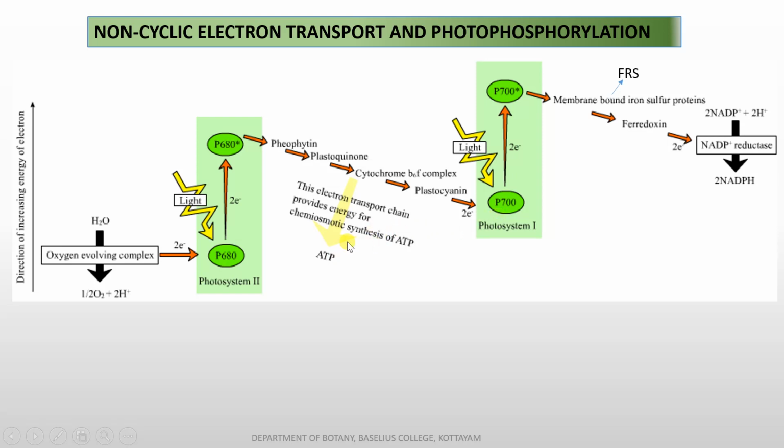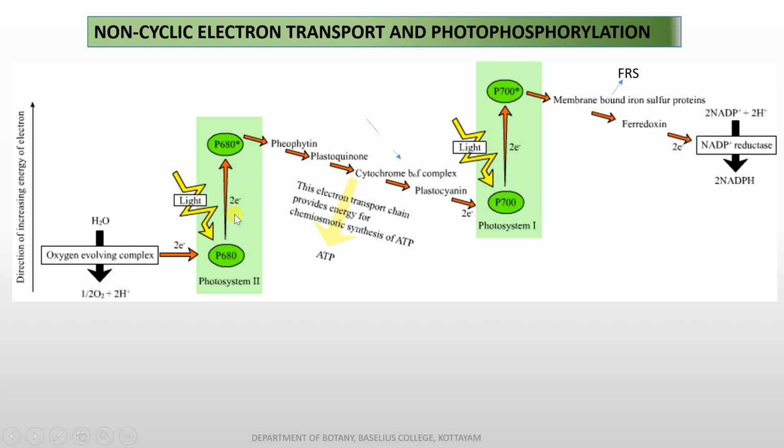Okay. Let's see what happens to PS2 at the same time. Here we know P680 is the reaction center in pigment system 2, and it is also absorbing light in the form of photons and is excited to a high energy level. This is the P680 molecule which is excited, represented by the star mark. Here also the same mistake is repeated. Please avoid this: you should not write 2 electrons here. Instead, write 2 electrons here.